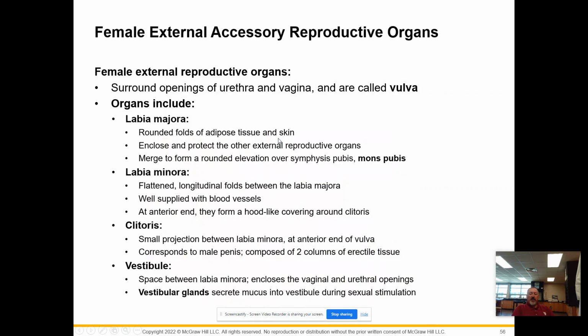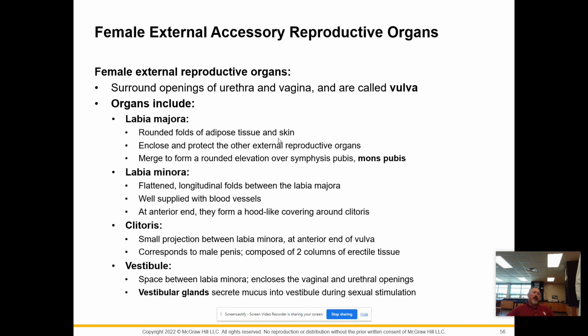The clitoris is going to be a small projection between the labia minora at the anterior end of the vulva. It corresponds to the male penis and is composed of two columns of erectile tissue.